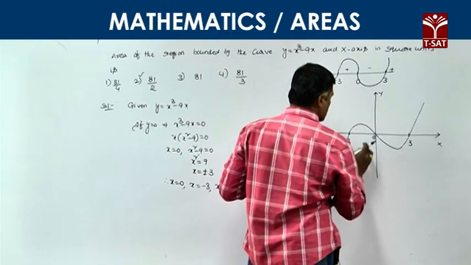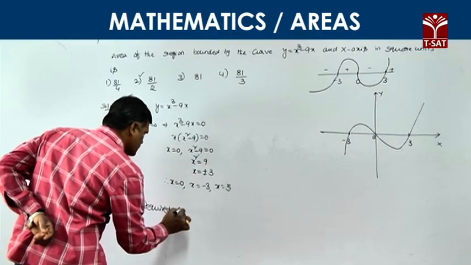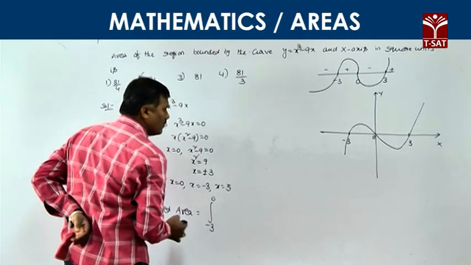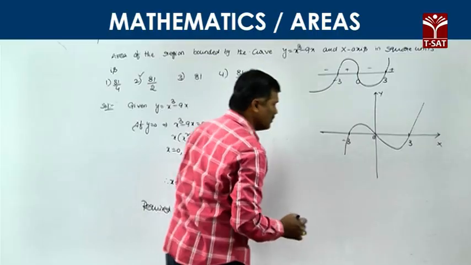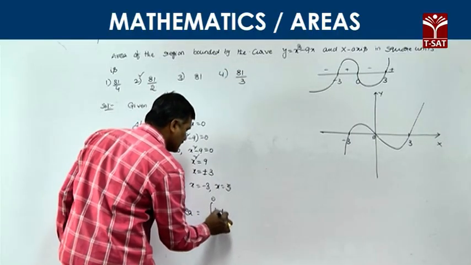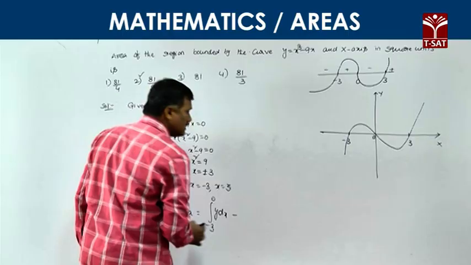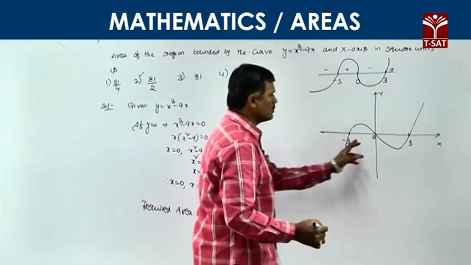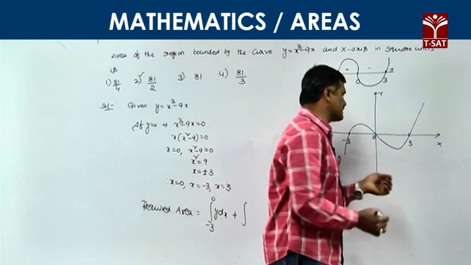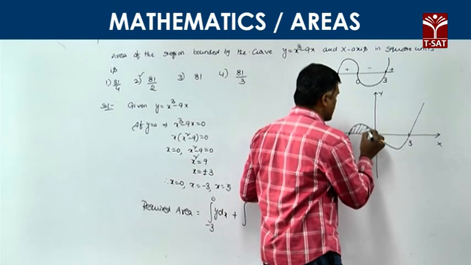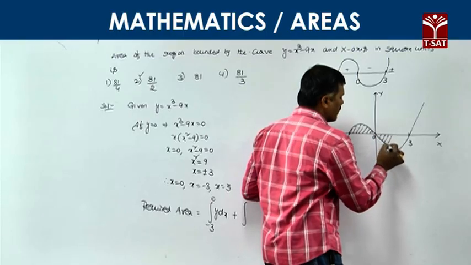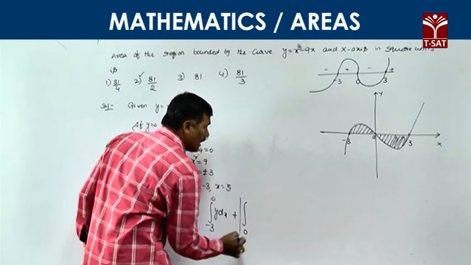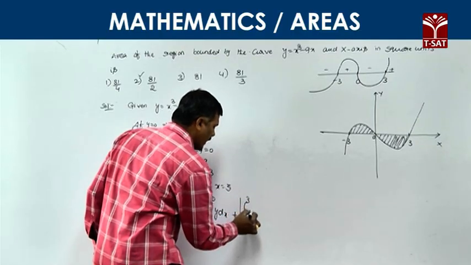So the required area from minus 3 to 0, above the x-axis, is positive, so the integral of y dx, next plus the integral of 0 to 3, the curve below the x-axis. But area can never be negative, so we use the mod function here: modulus of the integral of 0 to 3 y dx.